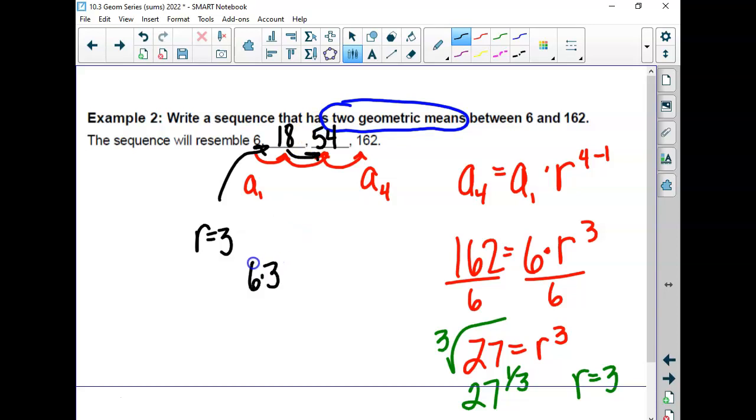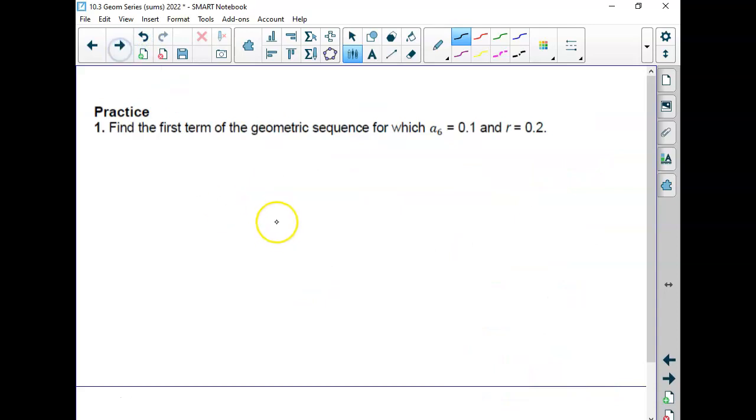So 6 times 3 was 18, and then 18 times 3 became 54. And it should check. If you do times 3, it should give you 162. So I'm just showing you that these are self-checking. If you don't get the right answer on the other end, then you did something wrong. All right, find the first term.